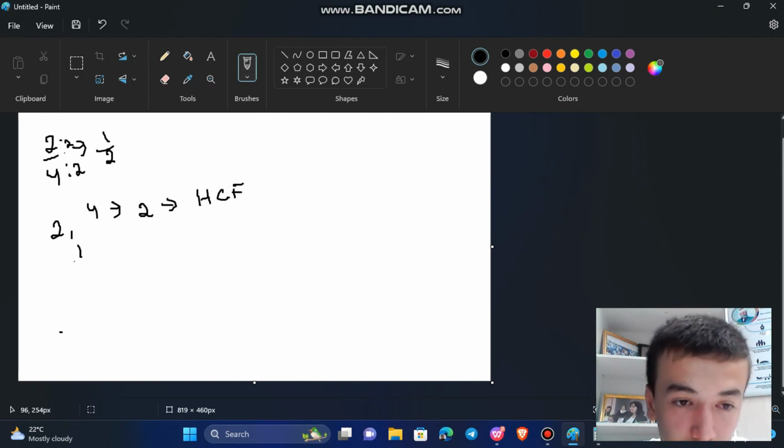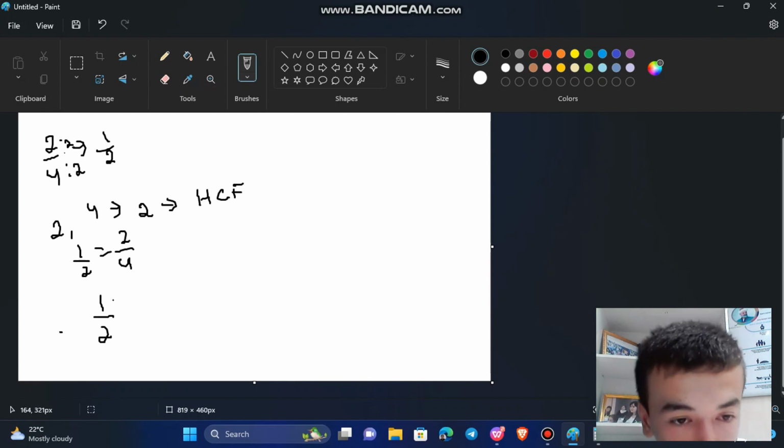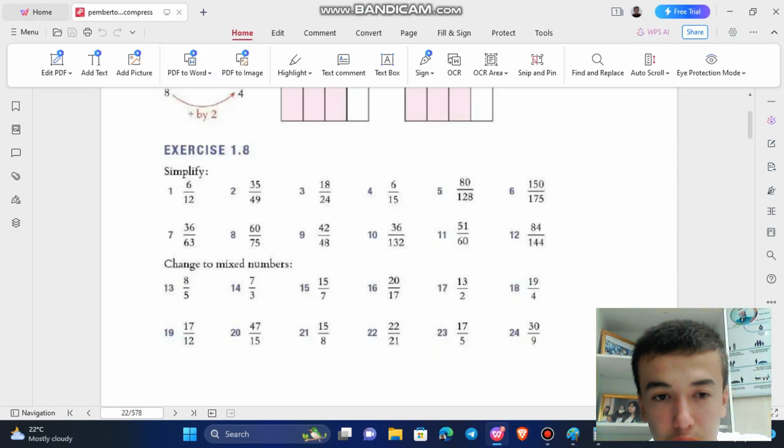This fraction is equal to this fraction. So now we can expand this fraction also. For example, any values that we can multiply. For example, 4. We can multiply both sides by 4, numerator and denominator. 4 multiplied by 1 is equal to 4. 2 multiplied by 4 is equal to 8. So we can see one example here.